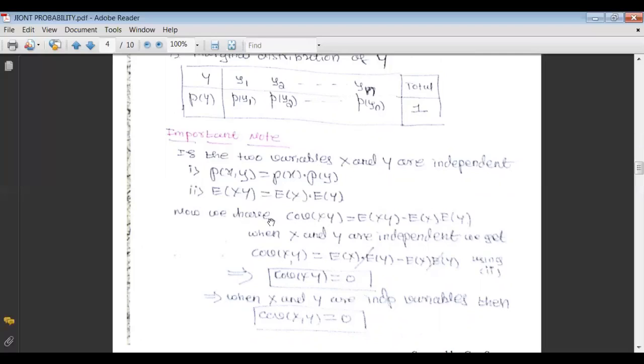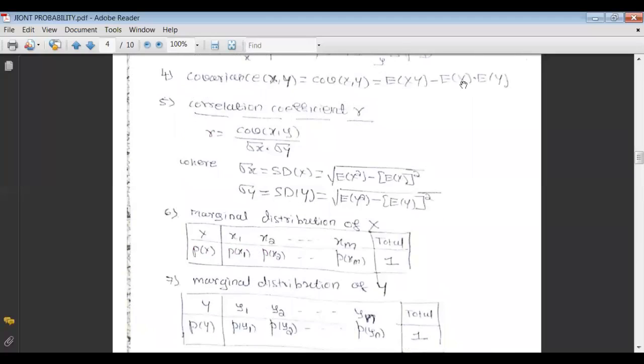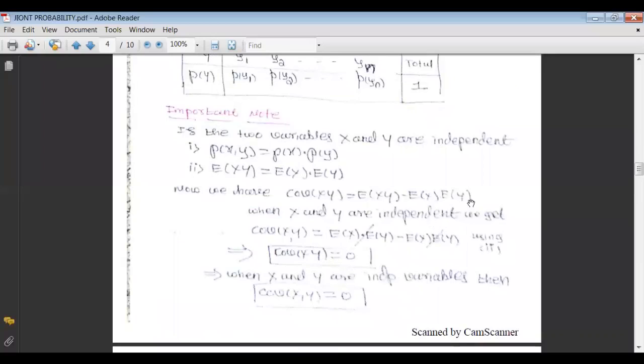And we can rewrite the covariance expression whenever the variables x and y are independent as follows. We know that covariance of xy is given by expected value of xy minus expected value of x into expected value of y. And when x and y are independent, we can write expected value of xy as expected value of x into expected value of y. If I replace it by its equivalent, they get cancelled, and it becomes 0. That's why we conclude that whenever the variables x and y are independent, the covariance term becomes 0.